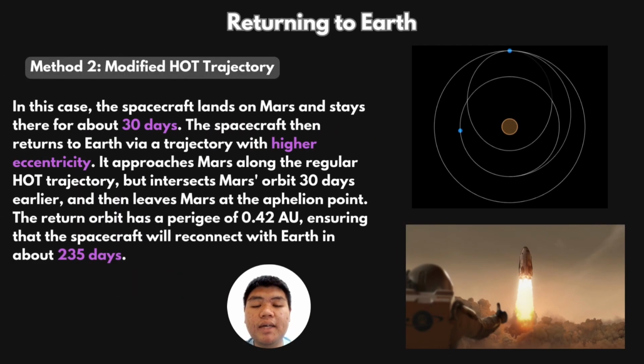The second method for the spacecraft to return to Earth is the modified HOT trajectory. In this case, the spacecraft lands on Mars and stays there for about 30 days. The spacecraft then returns to Earth via a trajectory with higher eccentricity. It approaches Mars along the regular HOT trajectory but intercepts Mars orbit 30 days earlier and then leaves Mars at the aphelion point. The return orbit has a perigee of 0.42 AU, ensuring that the spacecraft will reconnect with Earth in about 235 days.